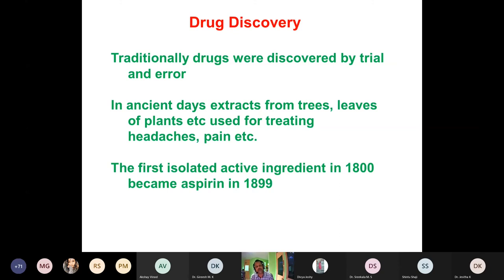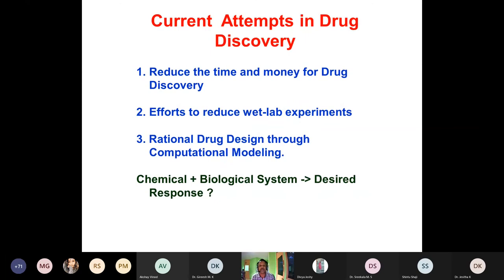But nowadays, these computational chemists can support these experimental people, or they can complement this drug discovery process. How can they complement? Reduce the time and money for drug discovery. Efforts to reduce the wet lab experiments. Rational drug design through computational modeling. A lot of suggestions in order to save time, in order to reduce the use of chemicals. A lot of attempts are happening in this area.